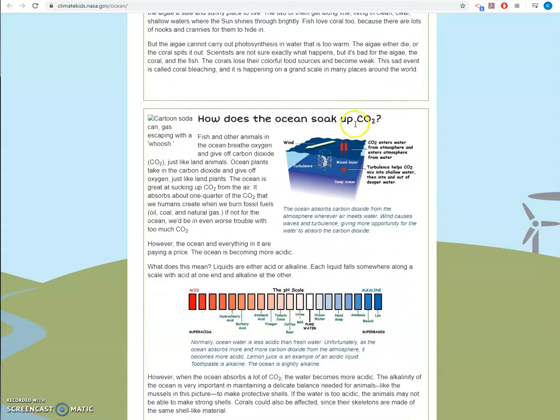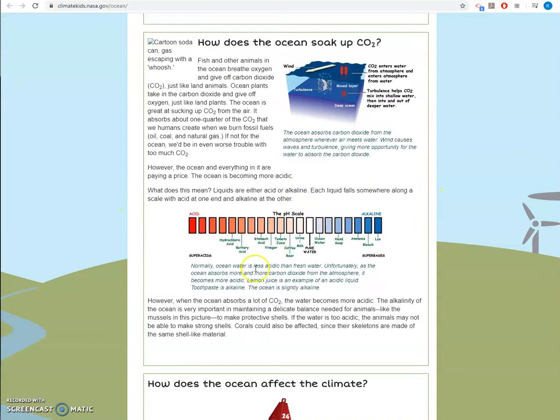Then also here, the ocean soaking up carbon dioxide. Carbon dioxide that's in the air can get pulled into the ocean, and what happens is it creates an acid. So here's the pH scale, right? Ocean water is usually really close to neutral, which is what pure water is. But it's just a little bit basic because it has all the salt and stuff in it. But as you add more CO2 to the ocean, it actually goes down the scale here closer towards an acid.